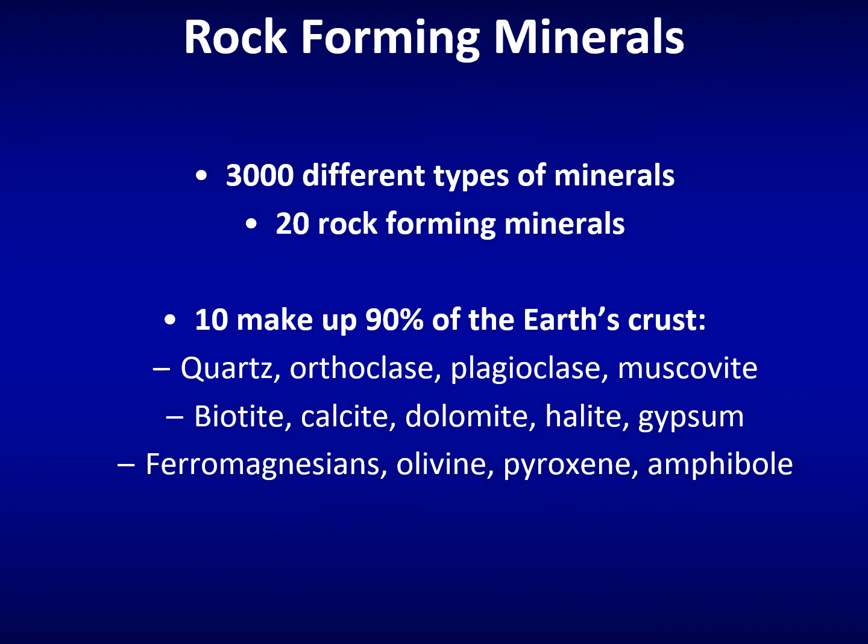Of the 3,000 different types of minerals, there are about 20 that we see in most rocks on the Earth's surface, and 10 minerals really make up 90% of the Earth's crust. These are our silicate minerals. These are quartz, orthoclase, plagioclase, and muscovite, biotite, calcite, dolomite, halite, and gypsum, and ferromagnesians, including olivine, pyroxene, and amphibole. These are the most common minerals that make up most of the Earth's crust. And so if you see a rock, it's likely got one of these minerals in it.